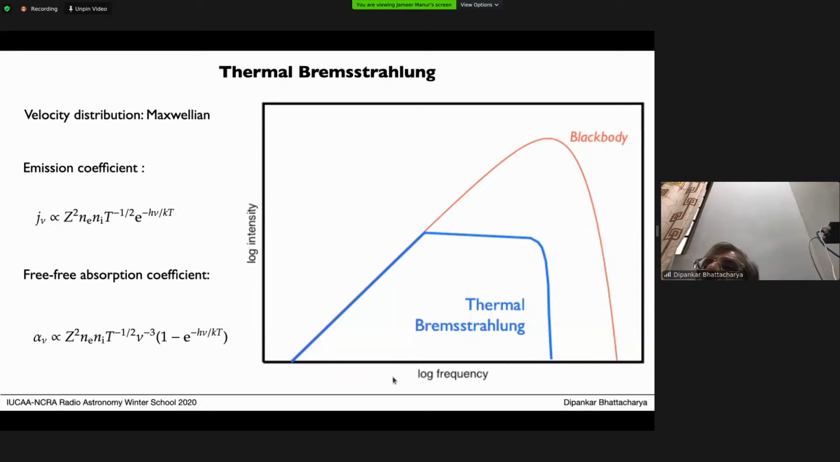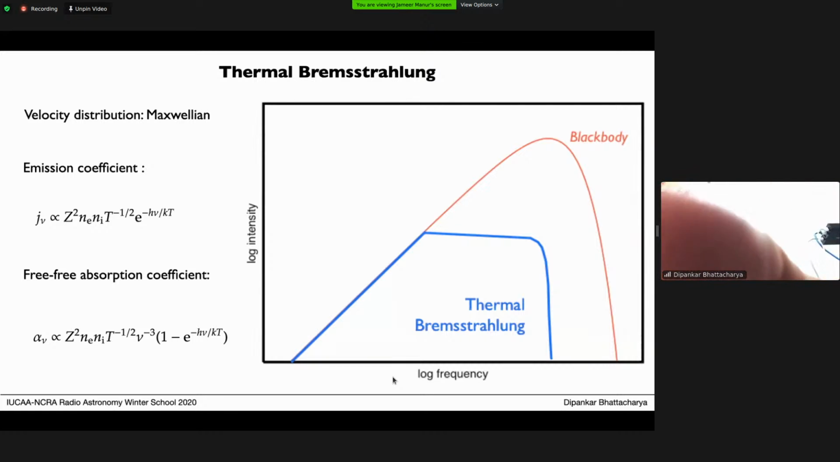So this is what you see here, that when you come to low frequencies, the emission sort of hugs the blackbody curve, which means the optical depth is high over there. And as the frequency increases, optical depth becomes lower, and at some point the source becomes optically thin, and the net emission drops below the blackbody curve. So I have mentioned on the left-hand side the dependence of the emission coefficient and the absorption coefficient on the important quantities that are relevant.